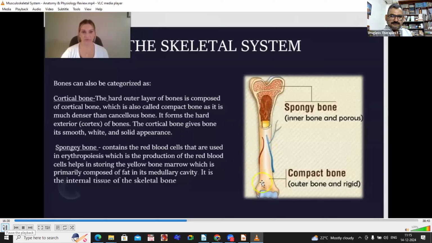Then you have the spongy bone. That spongy part of the bone contains the red bone marrow that is used in production of red blood cells, and it helps in storing the yellow bone marrow, which is primarily composed of fat, in the medullary cavity, which you can see here.